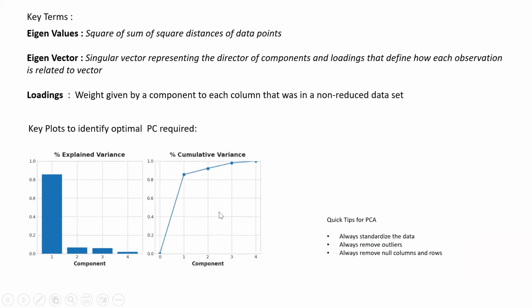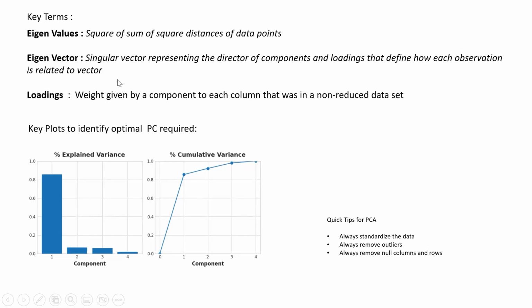Before that, there are some key terms that I was mentioning in the previous slide. Eigenvalues are nothing but the sum of squared distances of the data points. So whatever data points we had in the original sense, what is their sum of squared distance from the origin or from the mean. Either way, if you have standardized the data, your mean will be 0. That's why I was saying from the 0 point.